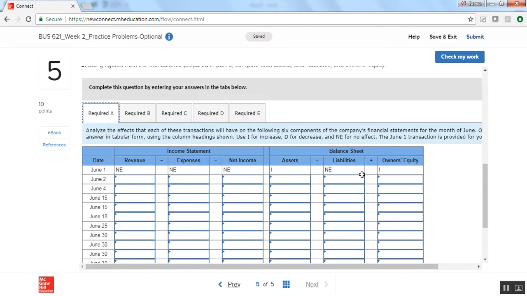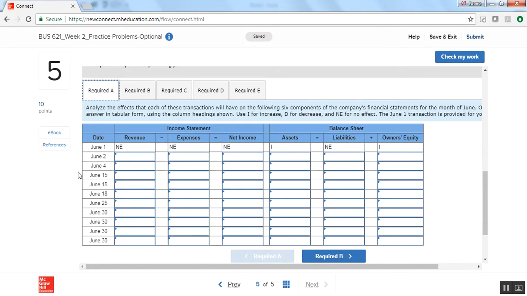Cash is an asset, capital stock is equity. So our accounting equation remains in balance. So our assets are impacted because cash is going up, so it's increasing, and our owner's equity is increasing, and everything else stays the same. So there's no effect.